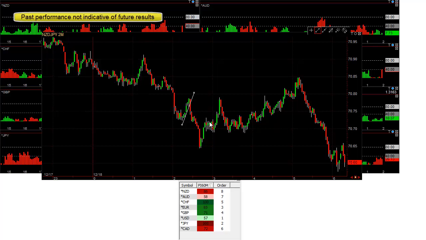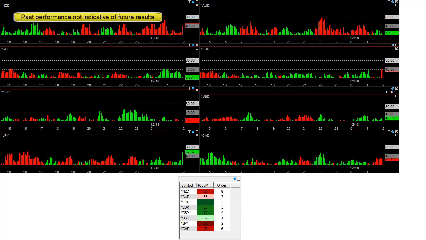And this is only about a 5 or 6 pip pullback. If you got short here, you had a few pips. And once it broke these highs, I wouldn't be looking for sells in this one anymore. It's not making new lows.